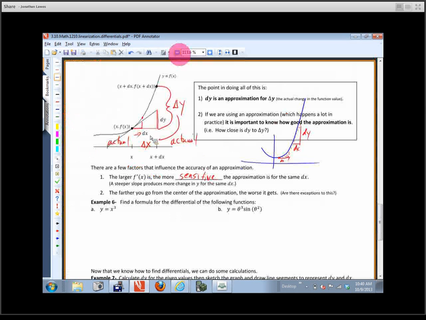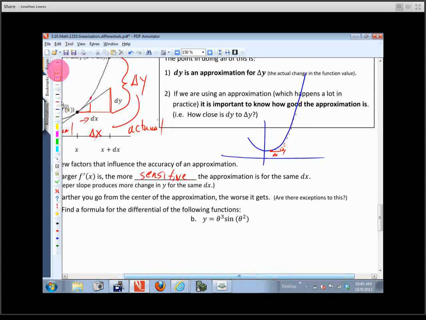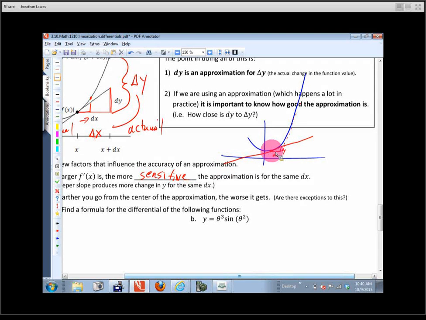And then the second point is this. The further you go from the center of the approximation, the worse the approximation is. So let me come back and erase this guy right here. Let's say that I was using this line as an approximation. It's a good approximation right here. If I stay from, say, here to here, it's a pretty good approximation. What if I go all the way out here? That would be my dy, and look how big delta y would be. So the closer I stay to the center of the approximation, the better the approximation is, as a general rule.